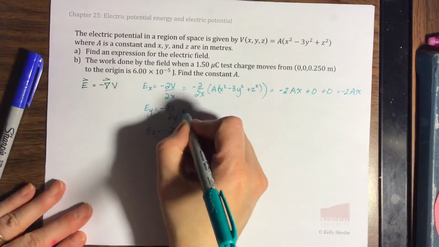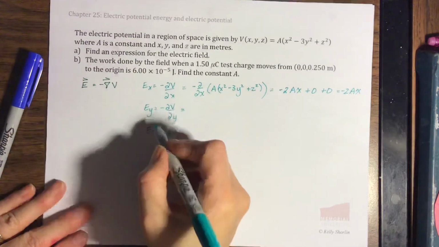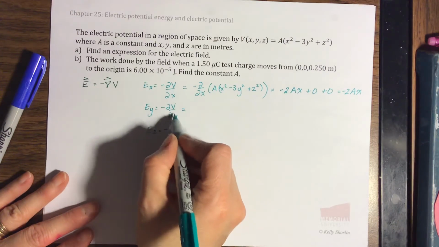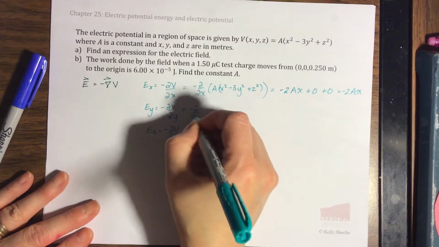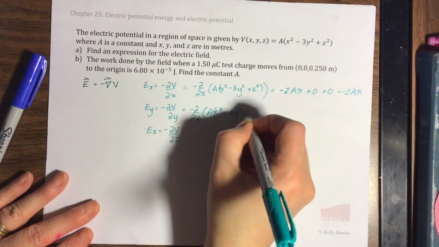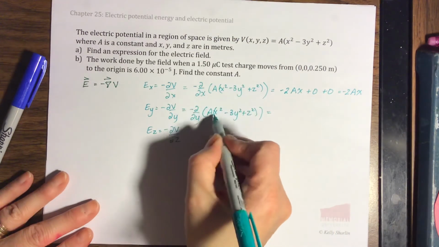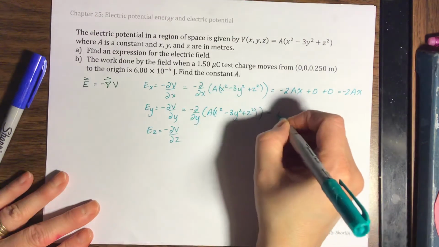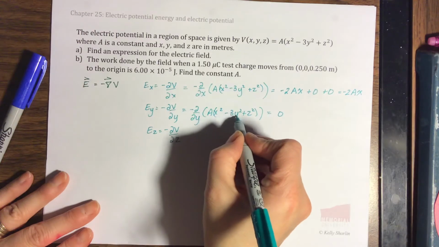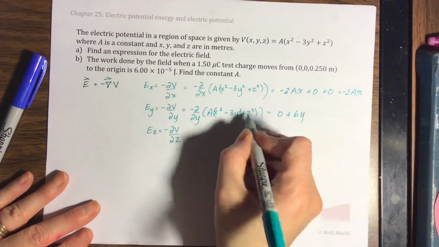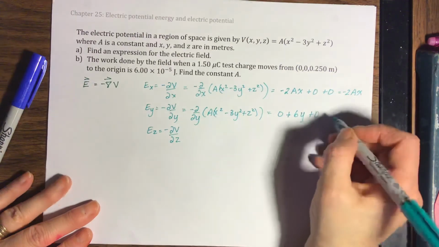Okay, let's do the y and z components, and then we'll put it together with our expression up here. Our y component is we take the derivative of potential with respect to y, so minus ∂/∂y of ax squared minus 3y squared plus z squared. The derivative of ax squared with respect to y is 0 because we take our x as constant. The derivative of minus 3y squared is minus 6 times y, and then we still have our negative here, so we have plus 6 times y, and the derivative of z squared is going to be 0 because we treat z as a constant.